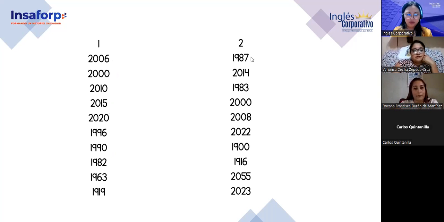Solo uno, no se peleen, just one. 1987. Go ahead, please, excellent. Toda la columna. 1987. Yeah. 2014. Yes, continue. 1983. All right. 2000. 2008. All right. 2022. Okay, it's acceptable. 1900. Wow, amazing. 1916. Okay, great. And 2055. Okay. 2023. Wow, that was amazing.